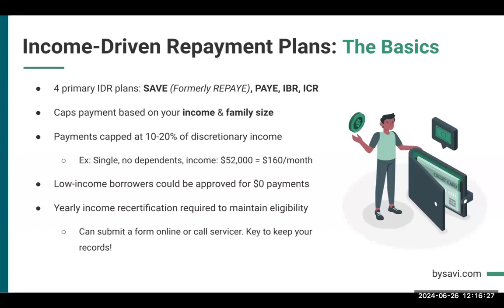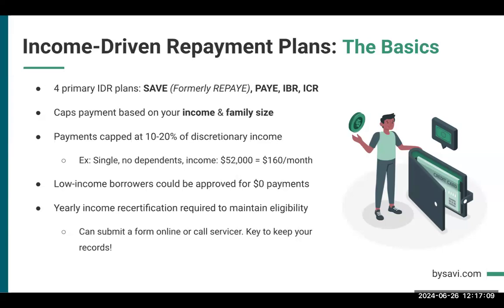Depending on which of these plans you enroll in, your payment will be somewhere from 10 to 20% of your discretionary income. So for these plans, the Department of Education looks at your total income. They set aside a portion of it to cover the cost of living, and the leftover amount is called discretionary income. And your payment is only based on that leftover amount, which helps give you that lower payment. So for example, say that you're single, you have no dependents, and your income is $52,000 a year. You could expect to see a monthly payment of about $160 by enrolling in an income-driven plan.